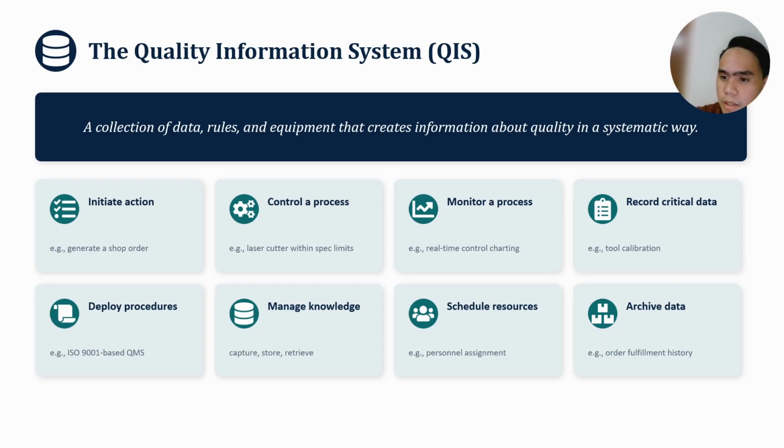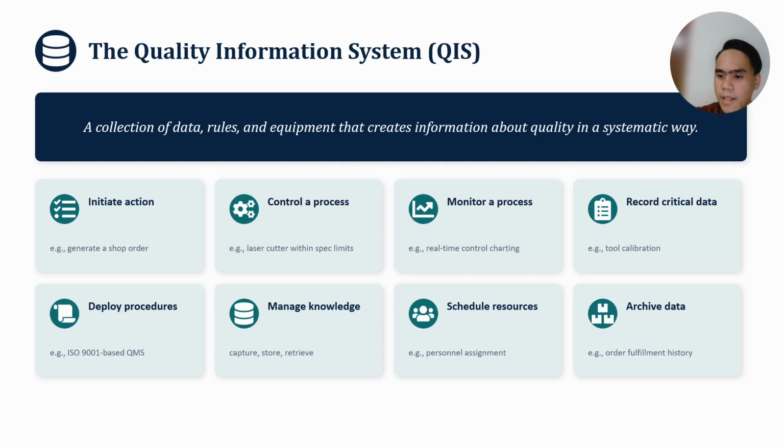So a quality information system, or QIS, is defined as a collection of data, rules, and equipment that creates information about quality in a systematic way. It collects, stores, analyzes, and manages quality-related data from customers, suppliers, and internal processes. And it generates information as printed reports, displays, or signals sent to mechanical devices. It's also worth noting that it's not optional in every industry. The chapter specifically points out the FDA requires pharmaceutical companies to maintain a QIS by law.